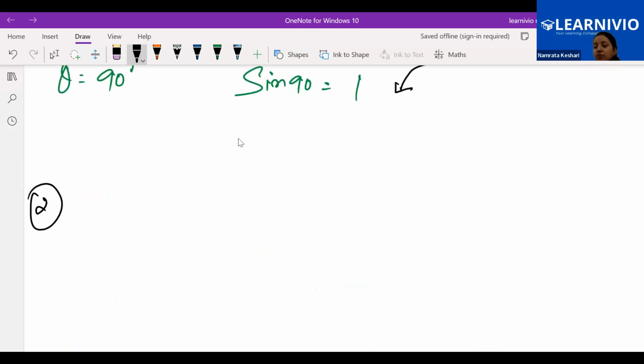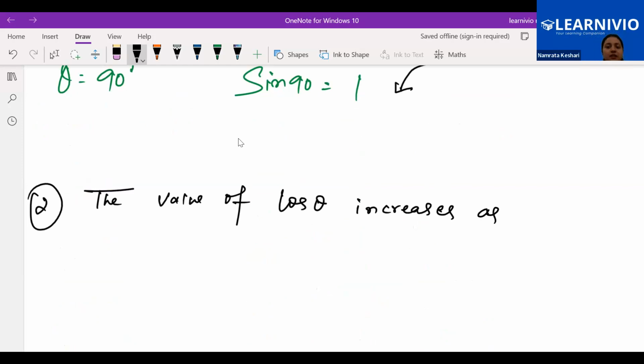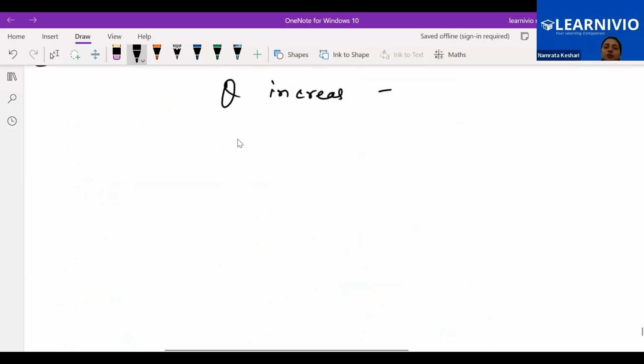Okay. Now the next is what about the value of cos? The value of cos theta increases as theta increases. Now let me know whether it is true or false. False. Yes, false. Okay, Aisha saying false. Ma'am, false. Okay, everyone is saying false. Let's check it quickly.